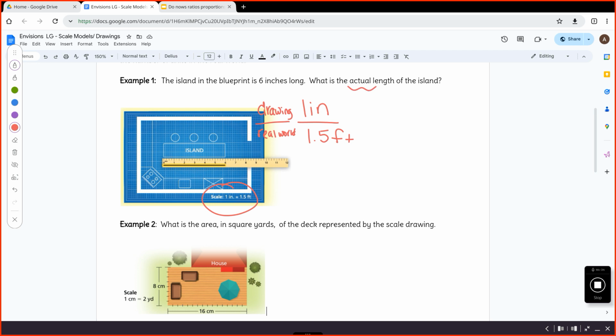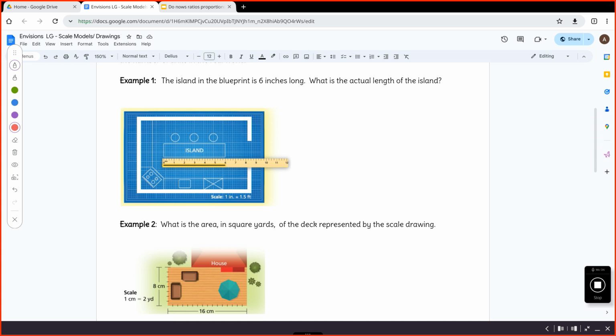What is the actual length of the island? So here we're finding the actual length in the real world, given the island is 6 inches on the drawing. Now we're going to cross multiply and solve. Here we have 1 times x is 1x. 6 times 1.5 is 9. So 9 is equal to x. So here we have 9 feet.